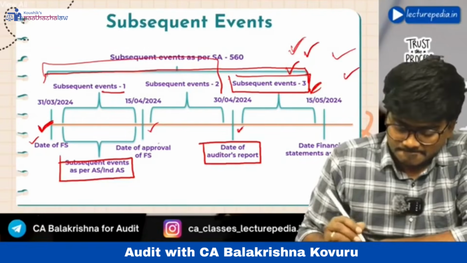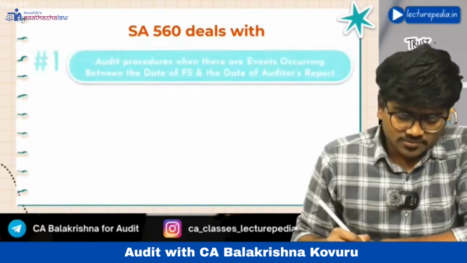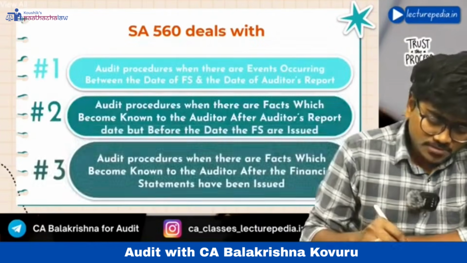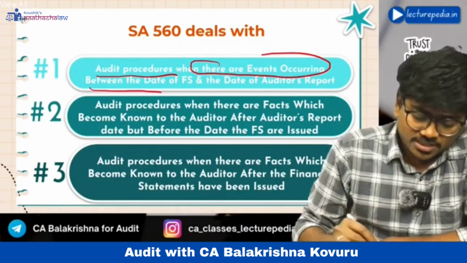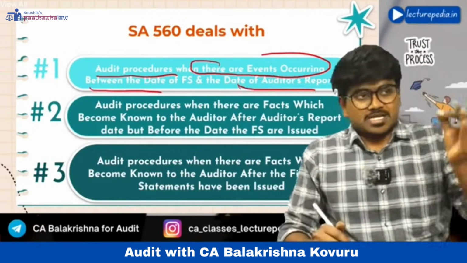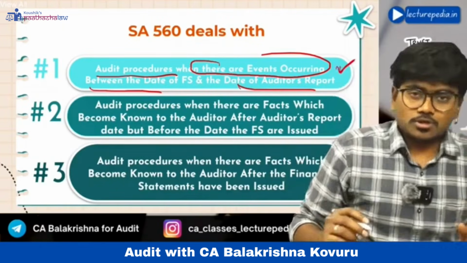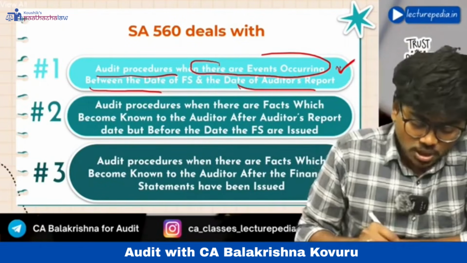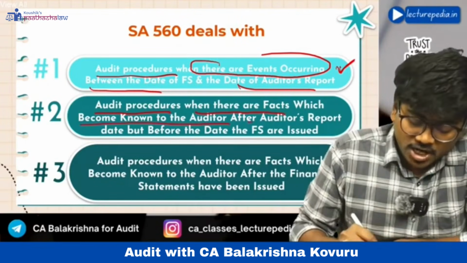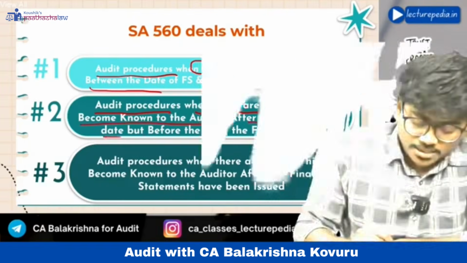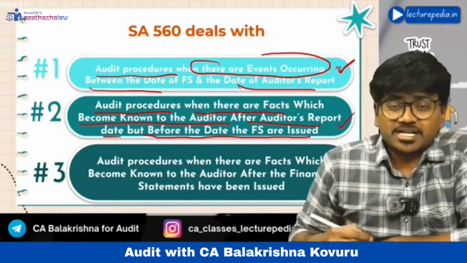Now SA 560 deals with the following: audit procedures when there are events occurring between the date of financial statements and the date of auditor's report, that is, subsequent event 1 and subsequent event 2. About both of those it is speaking. Next, audit procedures when there are facts which become known to the auditor after the date of auditor's report but before the date financial statements are issued. This is subsequent event number 3.